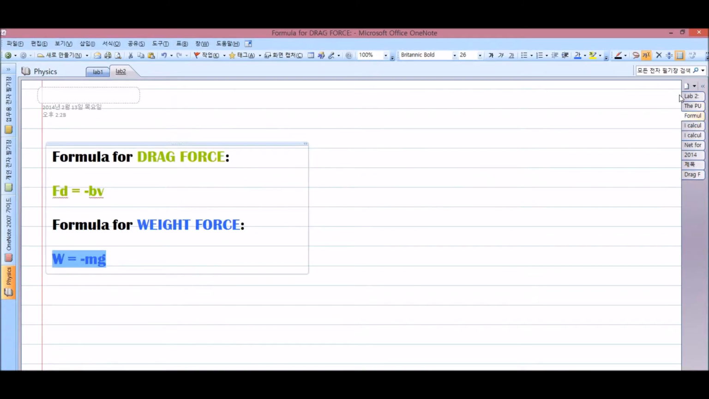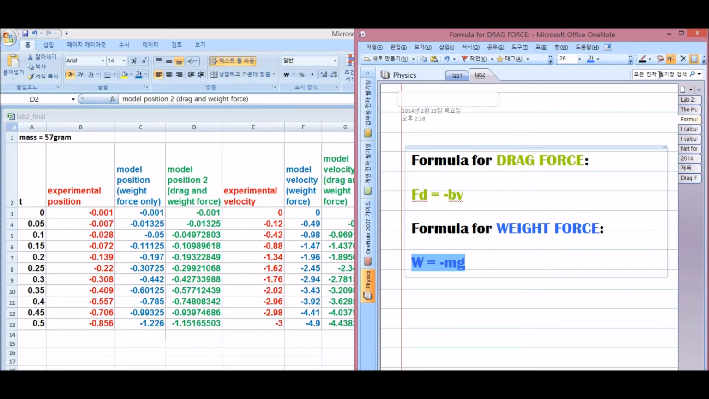The formulas I used are shown here. The drag force is calculated with negative b times velocity, and the weight force is calculated by negative mass times gravity, where gravity is 9.7.